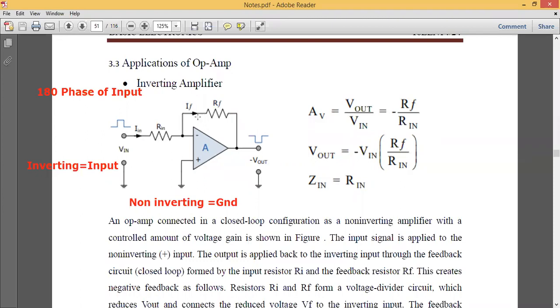Then what other things do you require? You require one simple resistor, that is the input resistor, and one feedback resistor. You can see here it is written as RF. Then your output is taken at pin number 6.